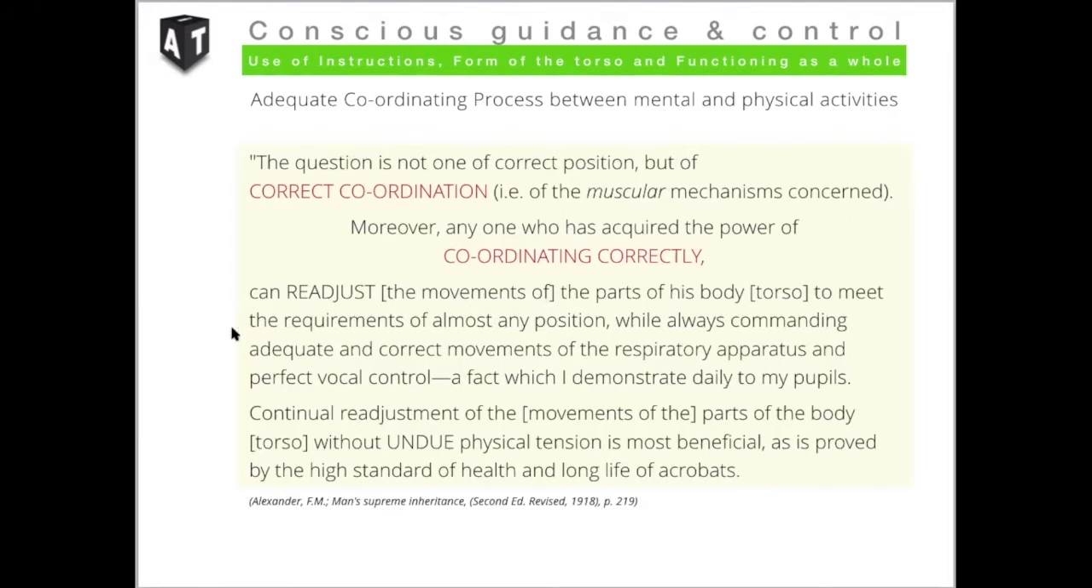So, for example, when Alexander described the power of coordinating correctly, he says the person can readjust the parts of his body. My way of translating this is a bit different. I say that the person that can coordinate correctly can readjust the movements of the parts of his body. Because readjusting parts really makes no sense if you really think about it.